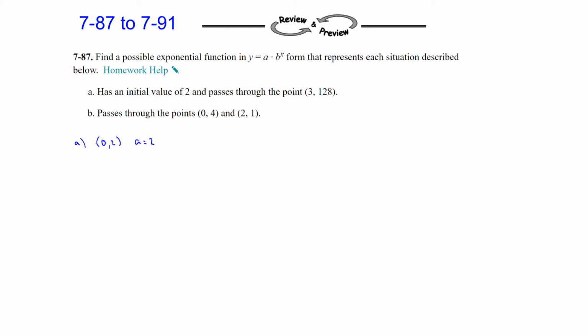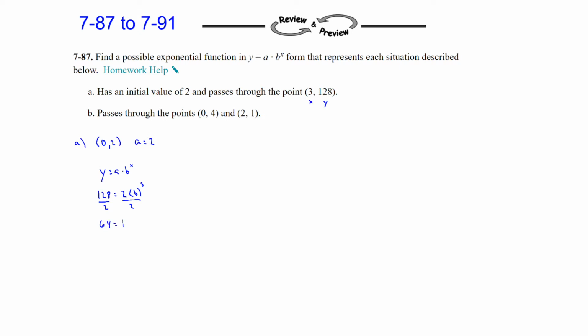What we don't know is the b value. So let's plug in the information we have. We have an x and a y, and we have the initial. So y equals a times b raised to the x. So y is 128, is equal to the initial of 2 times b, which we don't know, and then x is the third power. So we're going to solve this by isolating the b cubed. So divide by 2 on each side.